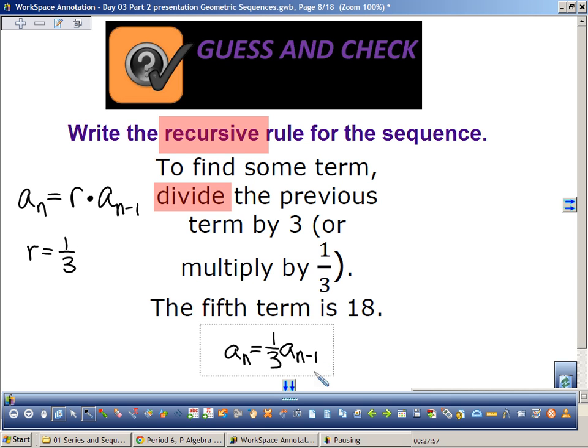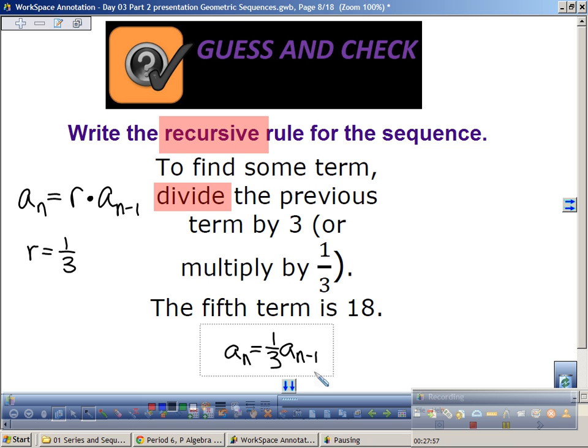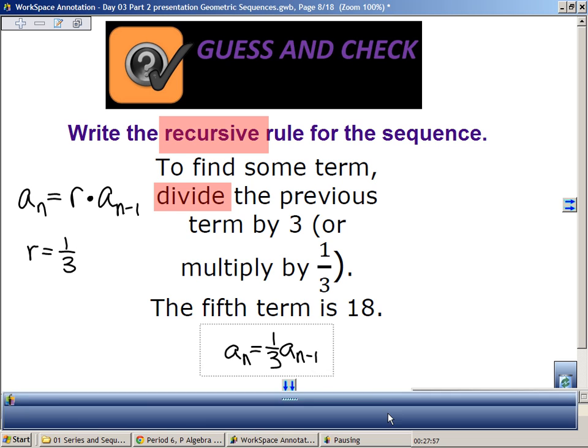Yes, Philip? Absolutely. It just looks kind of funky. But it means the same thing. Right? Multiplication is commutative, right? So you could do either one. You could take the last term and multiply it by 1/3. Okay, let's try another one.